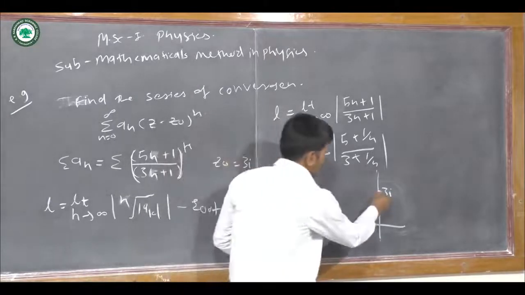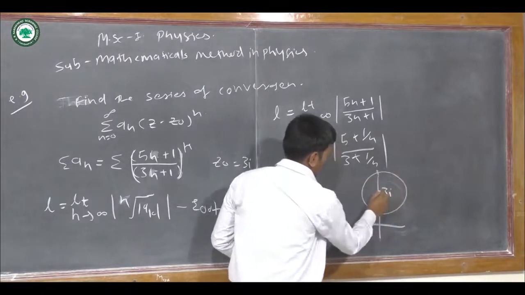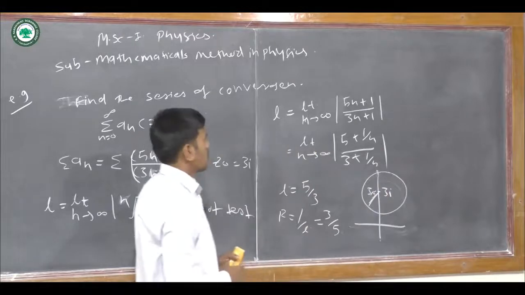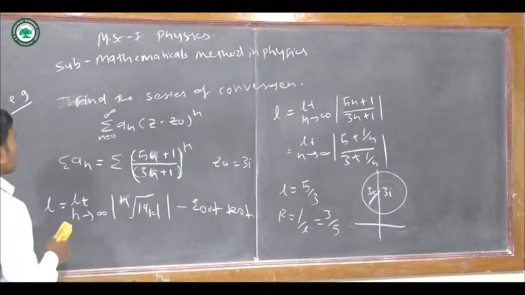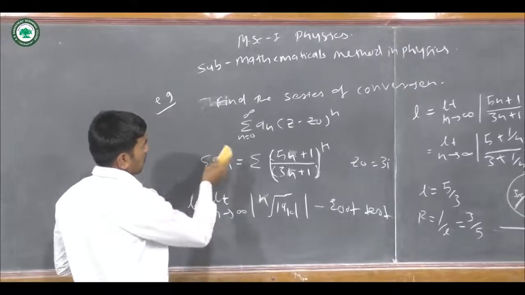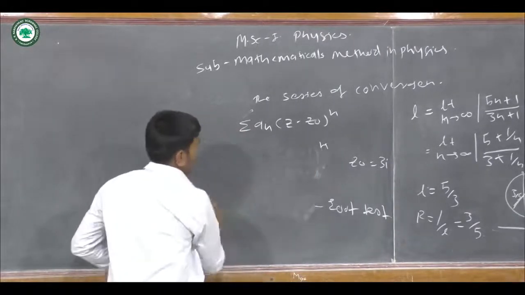Okay, so its radius is 3 by 5. So this is about the radius of convergence. Find the radius of convergence. Okay, so this is about the radius of convergence.